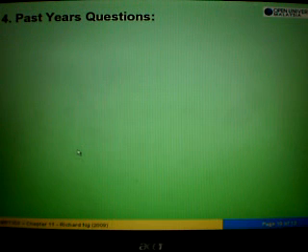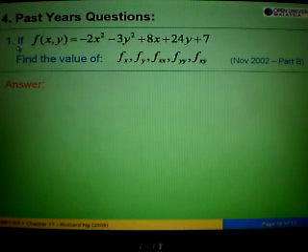Alright, let's look at some past year's paper related to chapter 11. Okay. Number 1, if we are given f(x,y) equals to negative 2x squared minus 3y squared plus 8x plus 24y plus 7. So we are asked to find fx, fy, fxx, fyy and fxy.